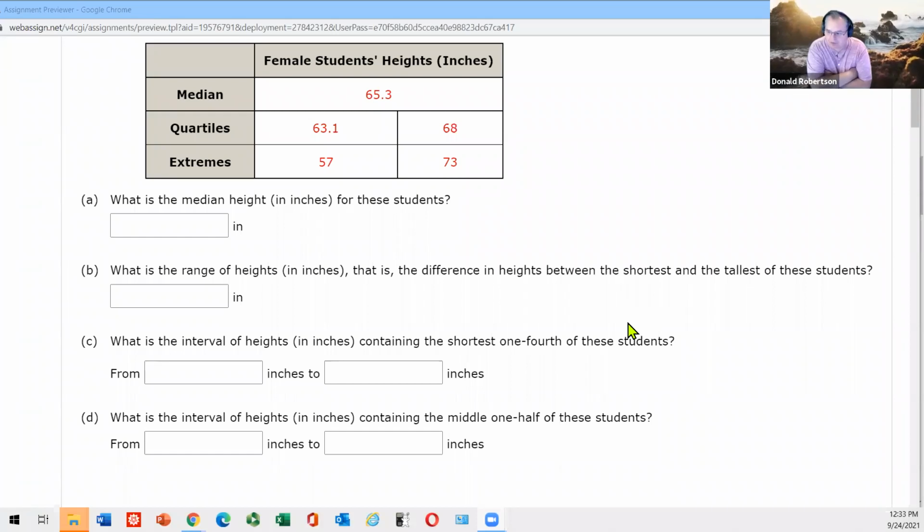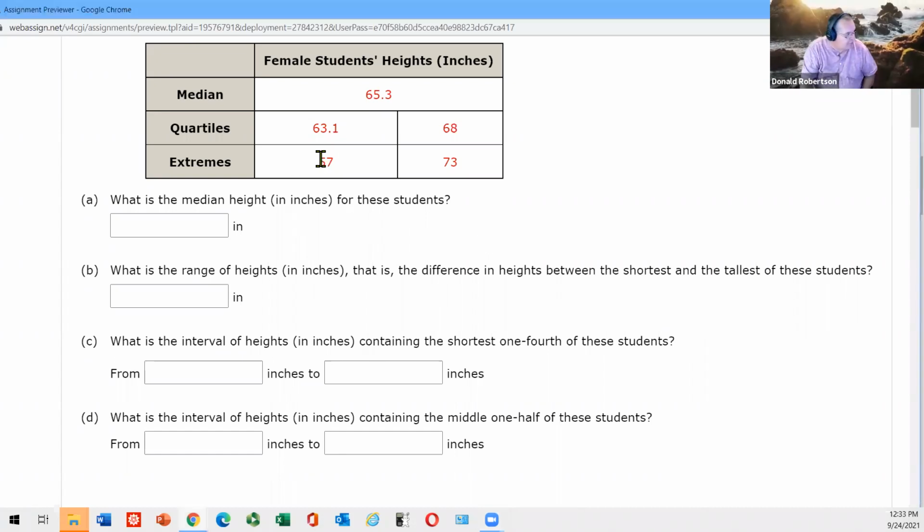Can you see that big box at the top is the way WebAssign gives you 5-figure summaries? Me personally, I would prefer you just said min equals, the way I wrote it down on paper, but that's fine. Would you agree in this one, the minimum is 57, the maximum is 73. Q1 is that guy. There's your median, and there is Q3. I think of it as a big loop: minimum, Q1, median, Q3, max. You see the loop I'm talking about? That's how I would read it.